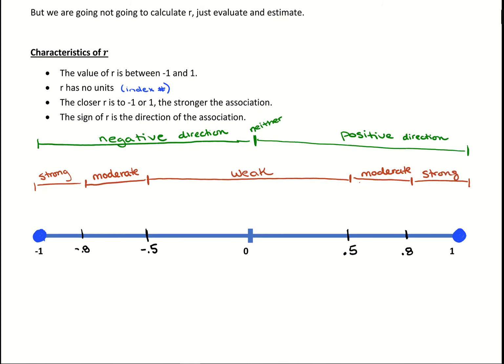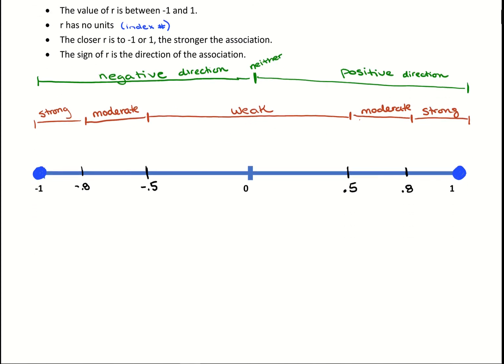So what this looks like visually, let's say R came out to be exactly negative 1. Well, at negative 1, that would be a perfectly linear relationship. So that scatter plot would actually look exactly like a line that has a negative slope to it. So our dots would completely line up into a straight negative line.